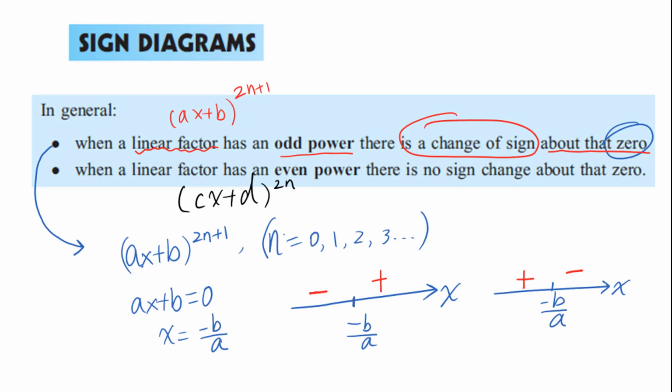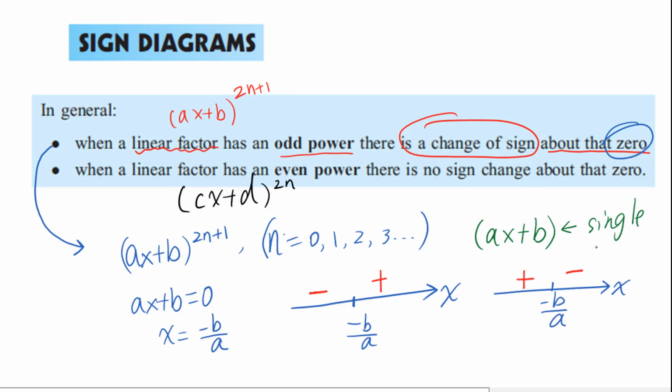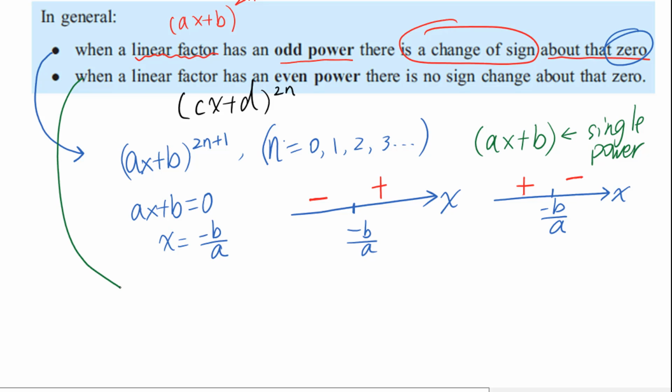And we have a special factor like ax plus b to the first power. We call this a single power. You can see that for a single power, there is a sign change about that 0. Let's talk about this one. A linear factor has an even power. Suppose cx plus d to the 2n power, and n equals 1, 2, 3.